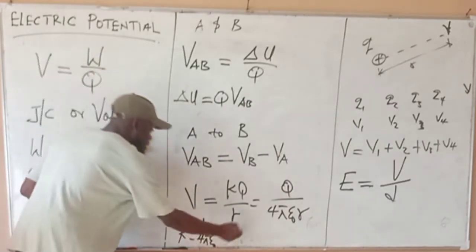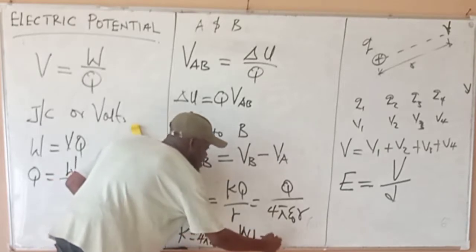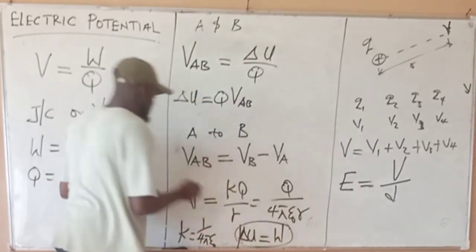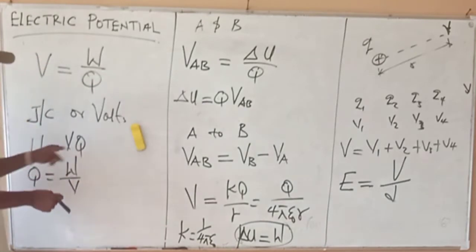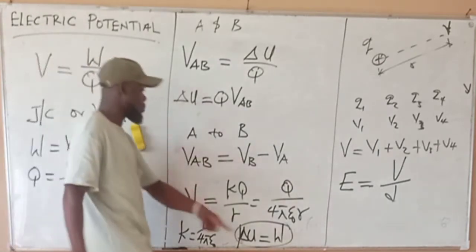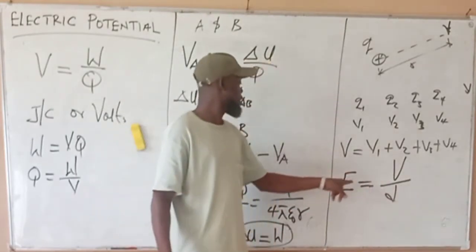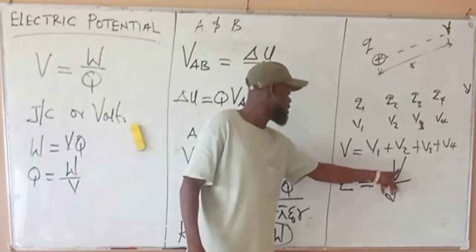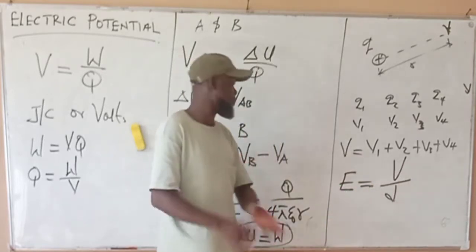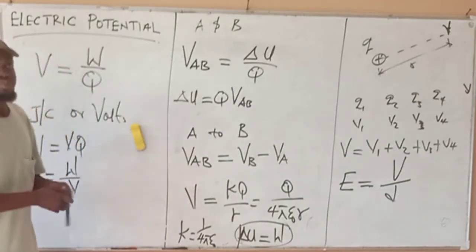Now, the relationship between electric potential and electric field. Take note, dimensionally, change in potential energy is the same thing as work done. Change in potential energy and work done are the same in terms of dimension. So E is equal to V over D, where E is the electric field, V is the electric potential, and D is the distance or separation.